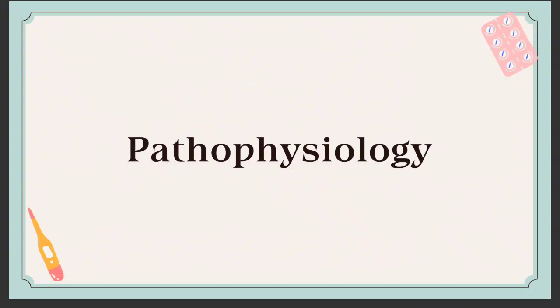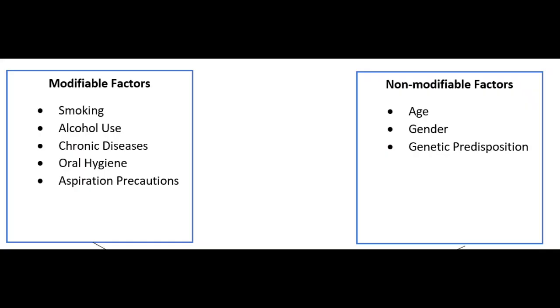Now, I will discuss the pathophysiology of lung abscess. We have here our modifiable and non-modifiable factors. Sa modifiable factors muna tayo. These are risks that can be changed or managed. First, we have smoking, as cigarette smoking can impair lung function and immune response, increasing the risk of infections.